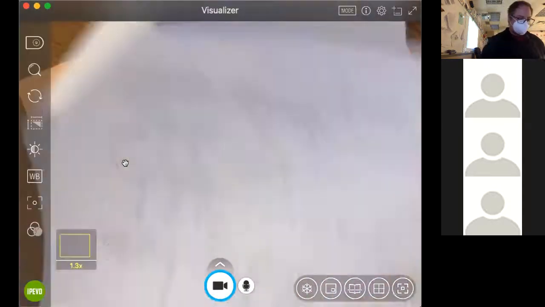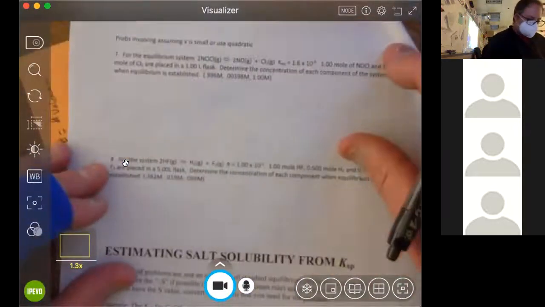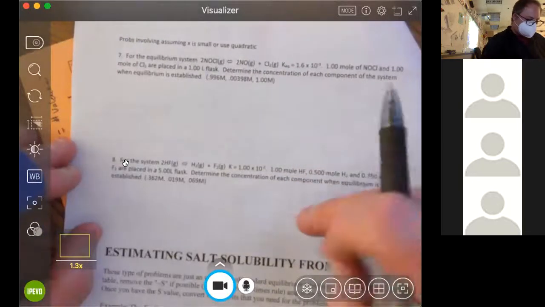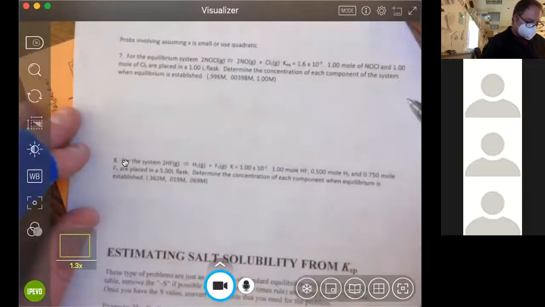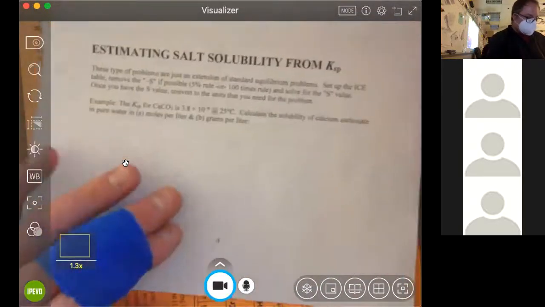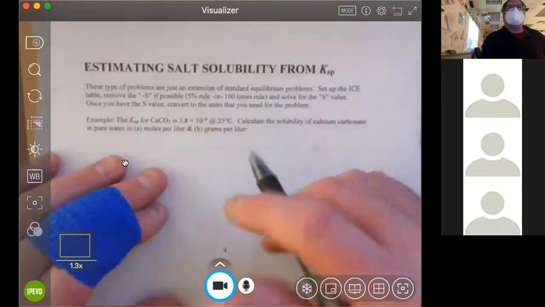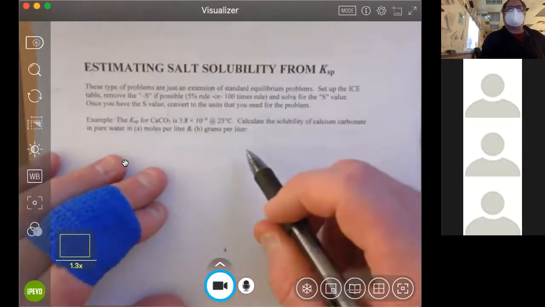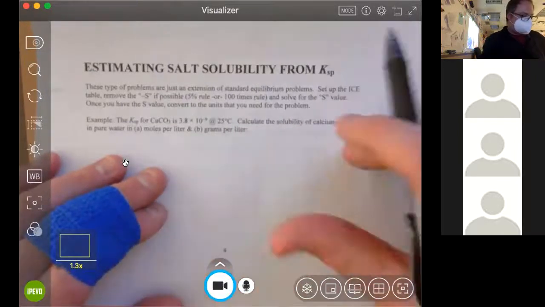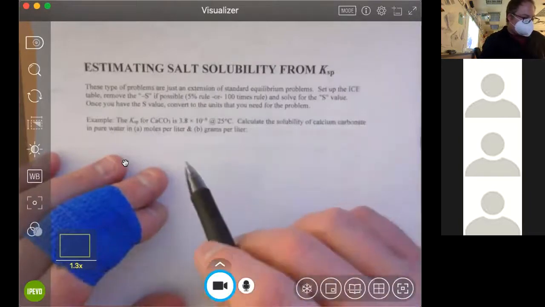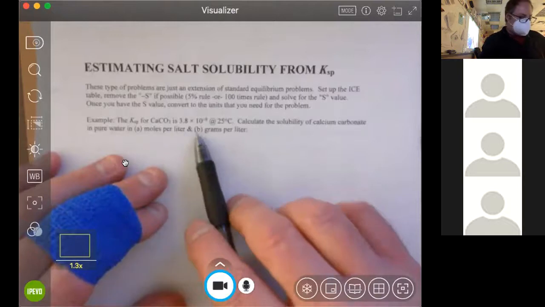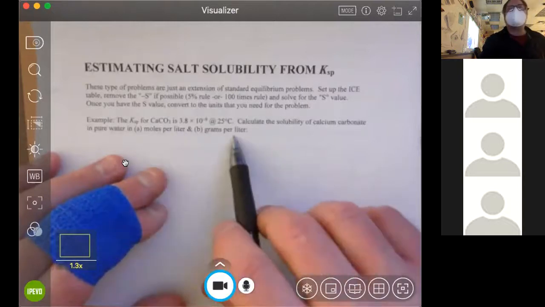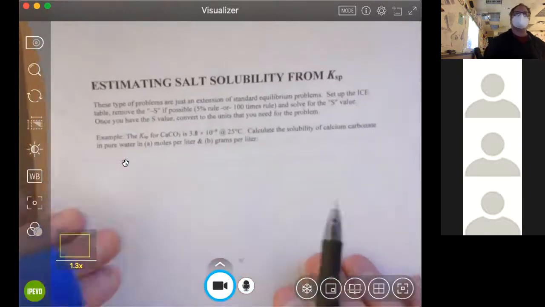You can try 3 on your own. Here are some more practice problems dealing with the reaction instead of the KSP. Now here's one of those how to take this to a different level. We've been solving things for moles per liter, but you can change from moles per liter to grams per liter. So let's go ahead and do this.